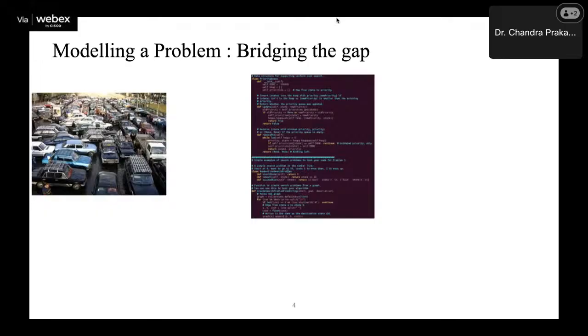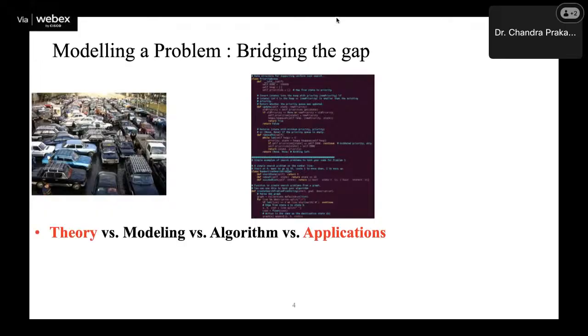We will write some code, and whatever theory we know, based on that we come up with the model, and then we come up with an algorithm, and then we try to solve a particular problem, right, for application.